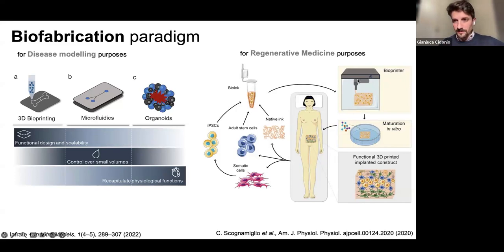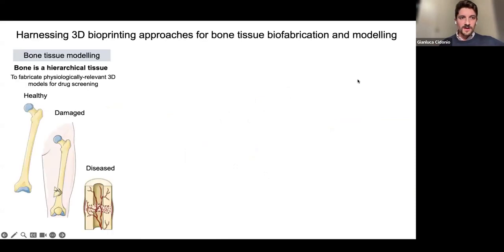So let's see. So we really looked a lot at the possibility to regenerate bone. Bone is a highly hierarchical tissue. It remodels a lot during the lifetime, and it's a physiologically relevant tissue. It really structures our body. It can really allow us to walk and stay straight or even be seated right now.